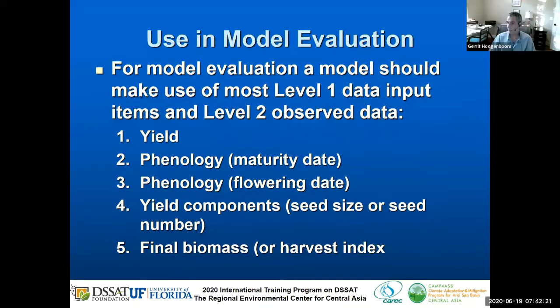So, and then to summarize again, with respect to priority for model evaluation, the type of data required for as an input.